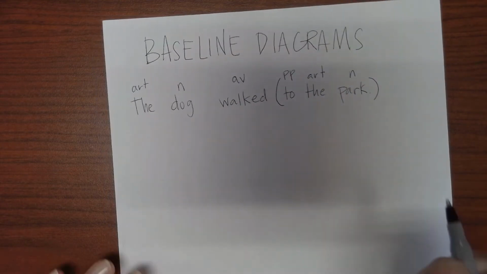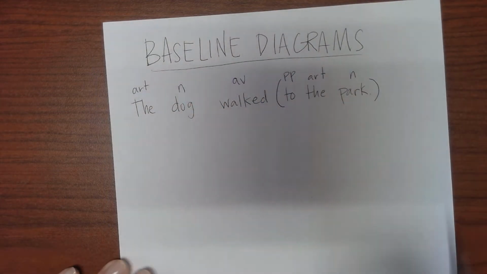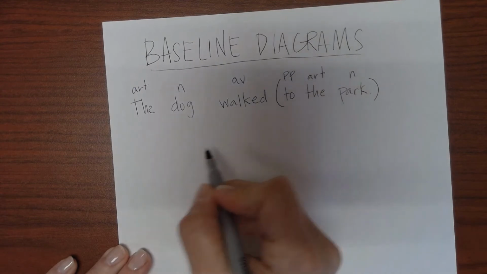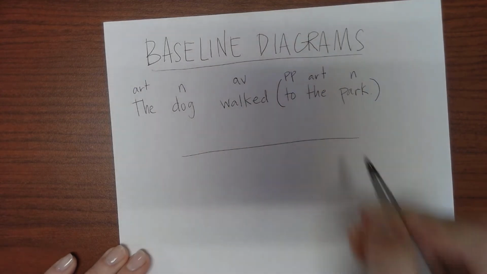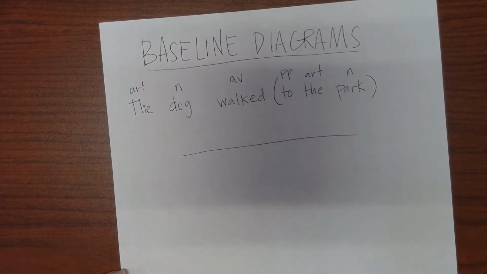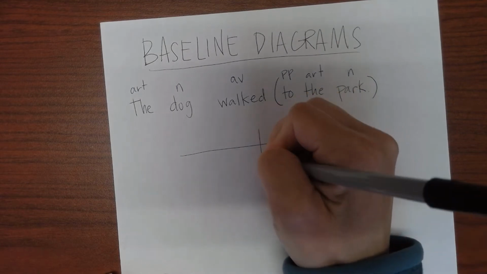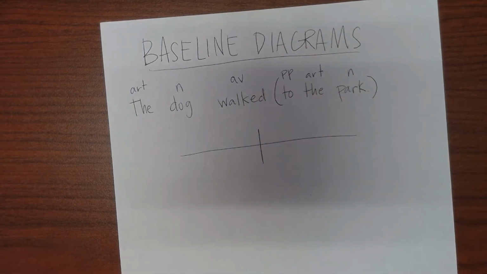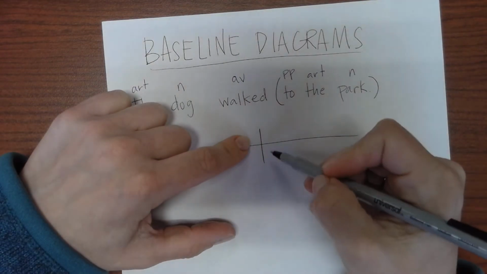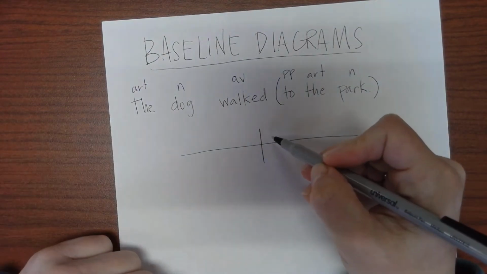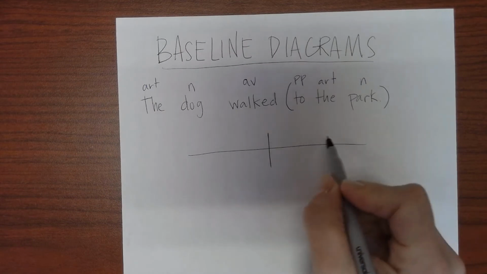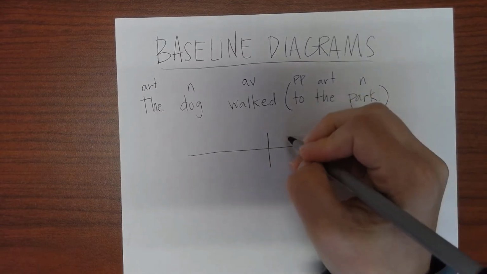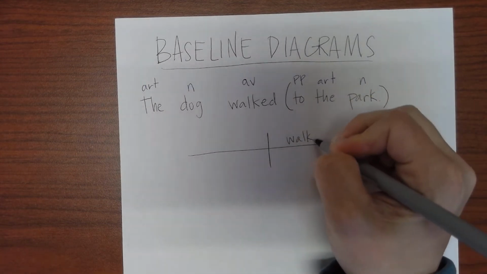The first thing we always start with, by the way, is our baseline. Always, always, always. And your baseline, no matter what we add to it, will always have a line that goes through it like that. So, it needs to go all the way through, not just to this line, okay? This is our verb spot, and that's where we're always going to put our verbs. So we put the word walked.